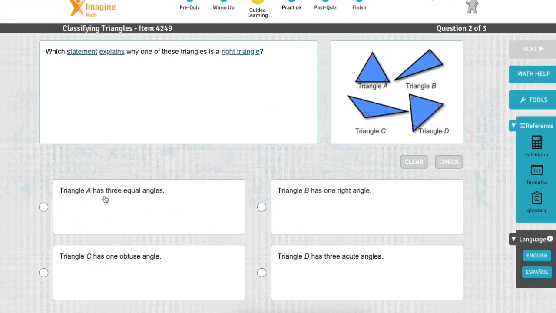So, triangle A has 3 equal angles. Does that tell us why one of these is a right triangle? Not really. Triangle B has 1 right angle. Does that tell me that this is a right triangle? Yeah, okay. Triangle C has 1 obtuse angle. Does that matter for a right triangle? No. And then triangle D has 3 acute angles. 1, 2, 3. Does that matter? Not really. So we're going to go with triangle B because it has the right angle. And we know that right triangles have right angles.